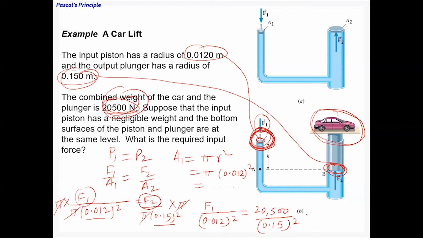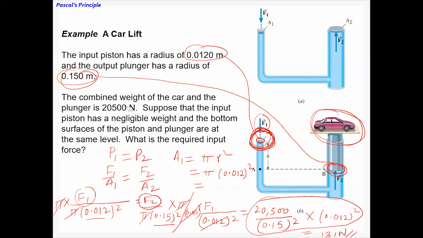So if you multiply both sides by 0.012 squared, then this cancels out, and you end up getting F1 equals these three multiplied together. If you do that, you end up getting 131 Newton. Look at that, the beauty of Pascal's law. If you want to lift the car of weight this much, then you just need 131 Newton force.